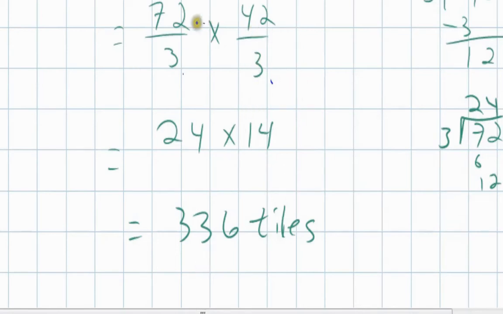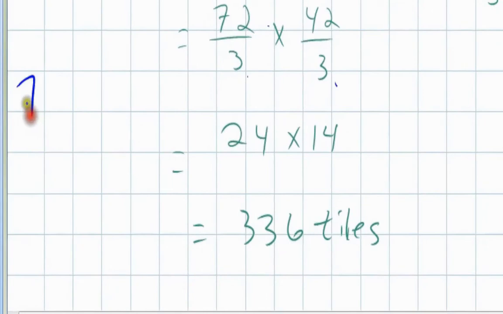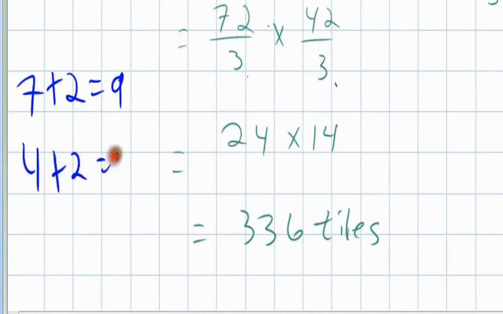The way that I knew that I could divide these easily is because 7 plus 2 is equal to 9, which is easily divisible by 3. And 4 plus 2 is equal to 6, which is easily divisible by 3. This trick of checking if you can divide by 3 only works with the number 3.